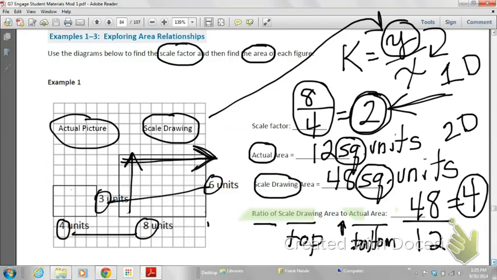And you can see these are different. The scale factor, looking one-dimensionally, is 2. When you look two-dimensionally to find the ratio of scale drawing to actual drawing, you've got 4. So keep that in mind as we go to example 2.